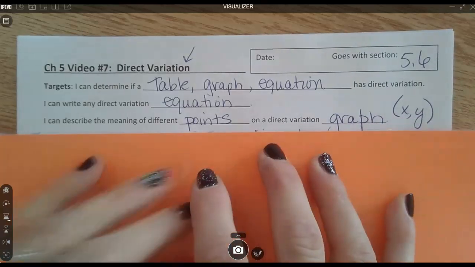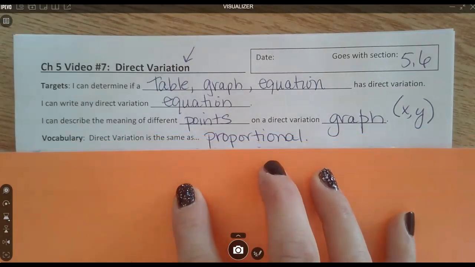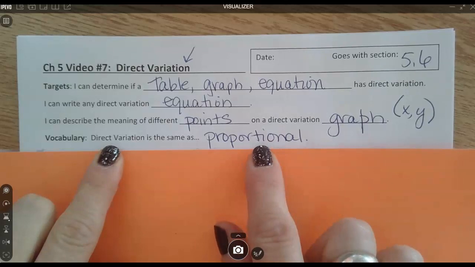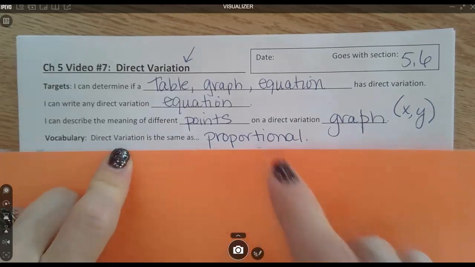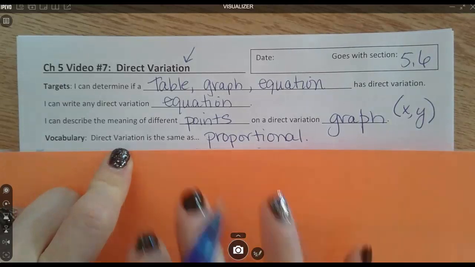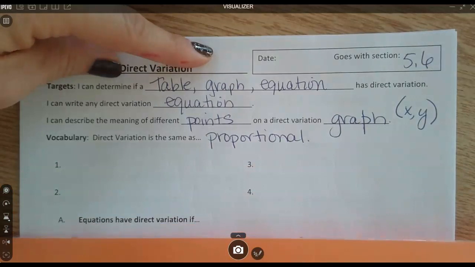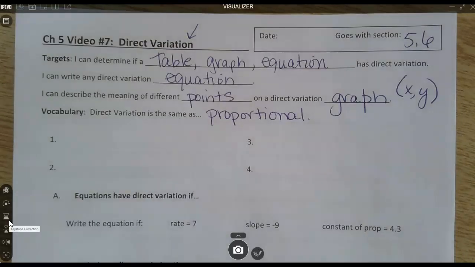Okay. So the first thing is obviously to figure out what direct variation is. Well, direct variation is the same as proportional. If it has direct variation, it's proportional. If it's proportional, it has direct variation. Just another way of saying it. So we can go back and forth, and you'll hear me use both of those terms interchangeably. So let's look at a few different ways we can tell that we have direct variation.